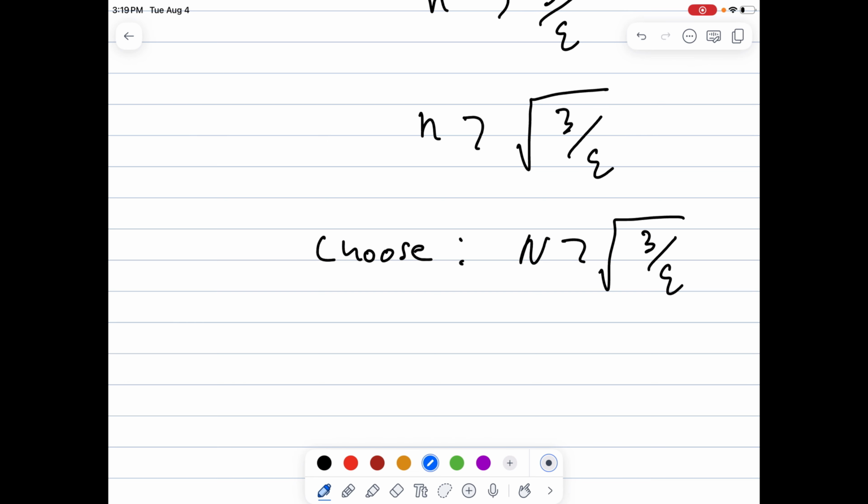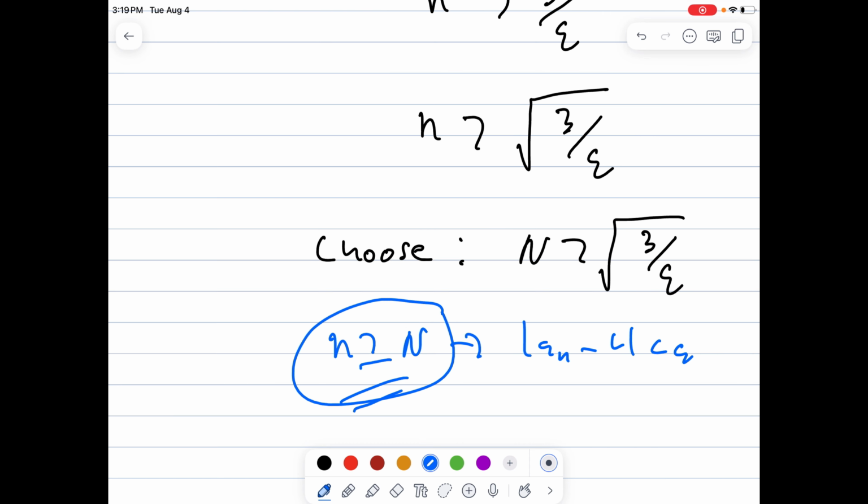Why? Again, because the conclusion was the following. I'm looking to choose my capital N, but all of this is based on the fact that little n is greater than or equal to that capital N. So it's basically like, think of it as setting these two statements equal to each other in a sense.